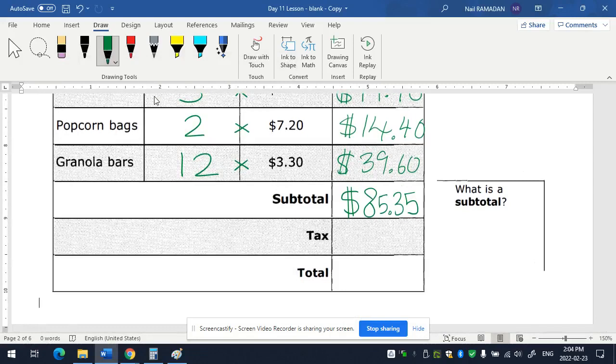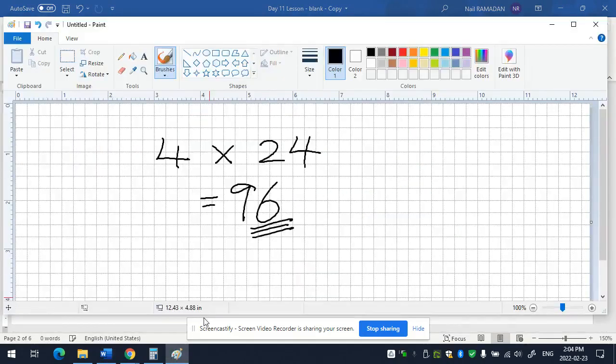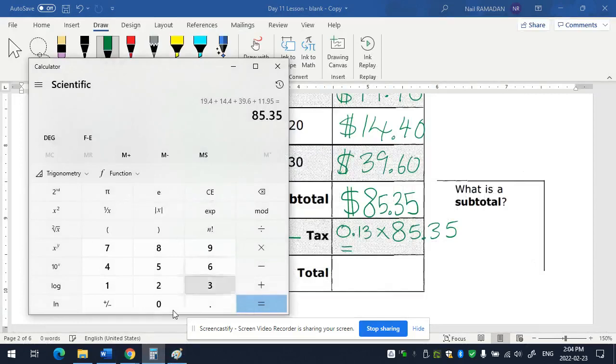All right. Tax is 13%. So 13 times the 85.35. How much? I don't know. Oops, not that. Sorry. 0.13 times 85.35. What does this round to, everyone? If I want to cut it right here, but not here.